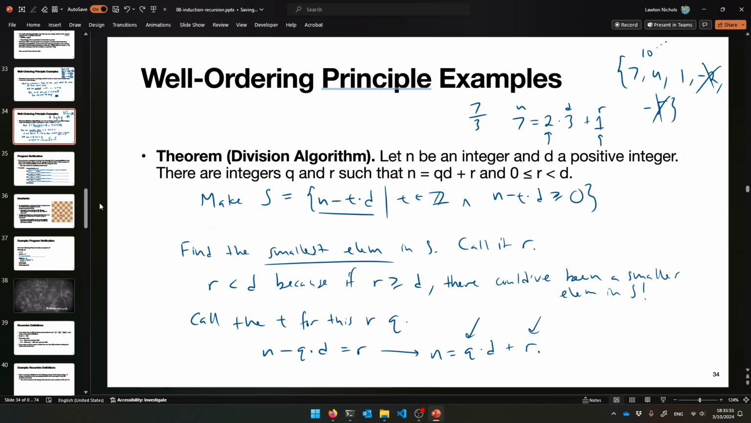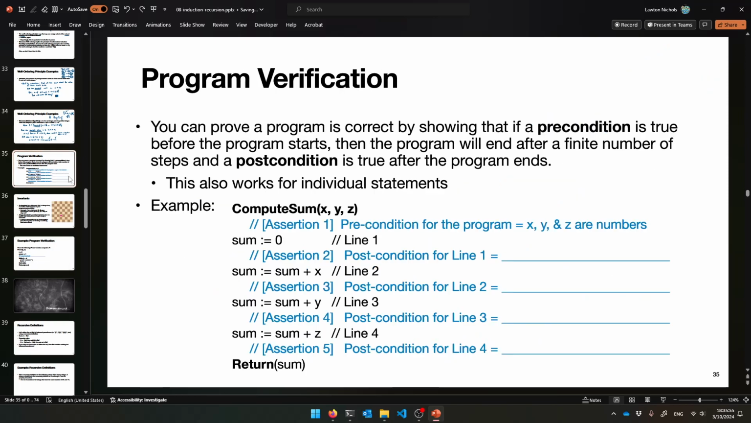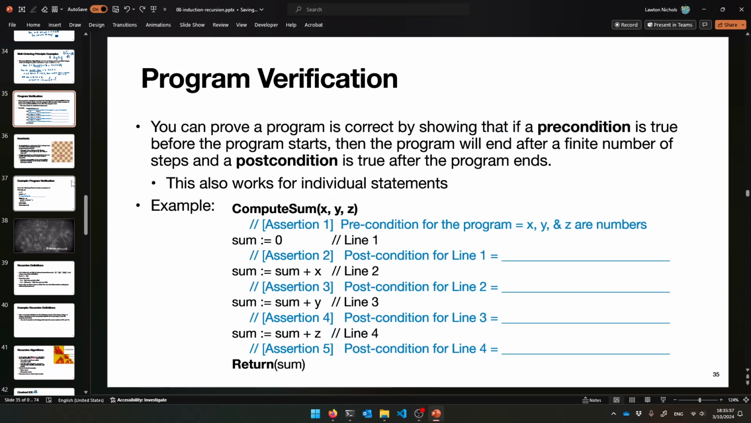Okay? So with that, I got 3 more slides, and I want to switch gears to talk about programs now. All right, let's go to program verification. So let's say that we got a program, and we want to show that it is a correct program. All right, there's plenty of ways to do this.